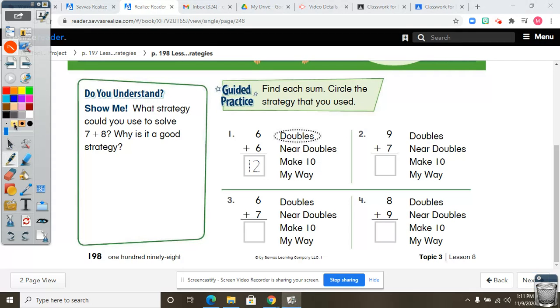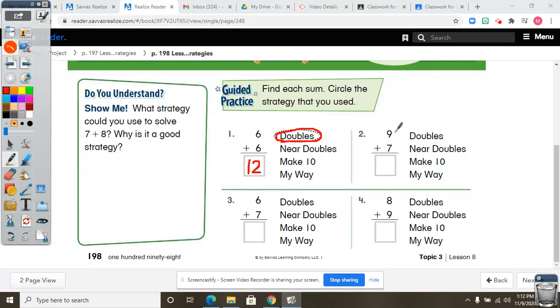Now, number 1, the book has done that one for you. So they chose doubles because 6 plus 6 is a doubles fact. And for most of you, you know what 6 plus 6 is, and you know that equals 12. Now, some of you may have to use your number line or number grid. So then in that case, you would have to circle my way because you would do it in a different way. All right, but yes, this is a doubles fact because the addends are the same.